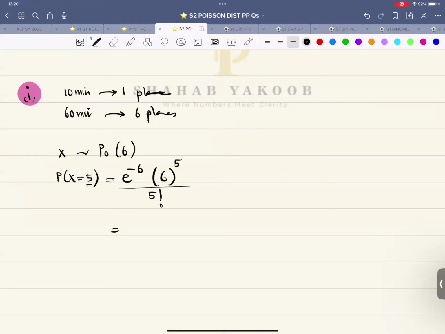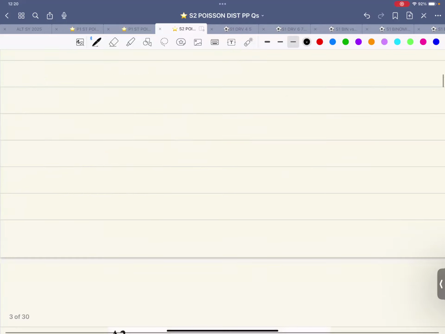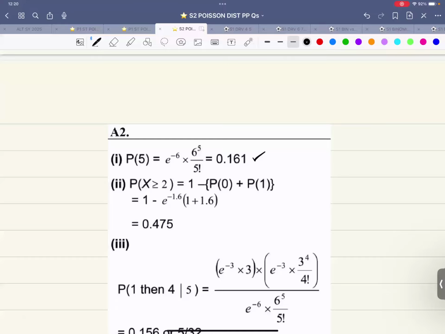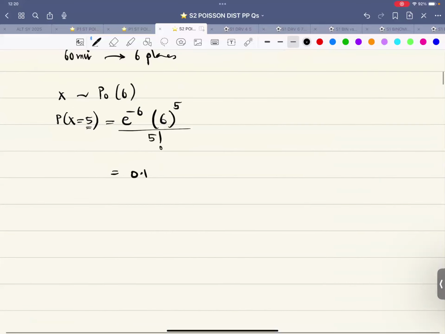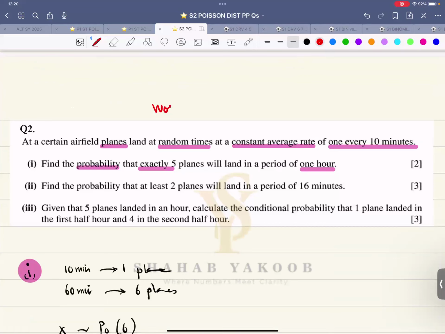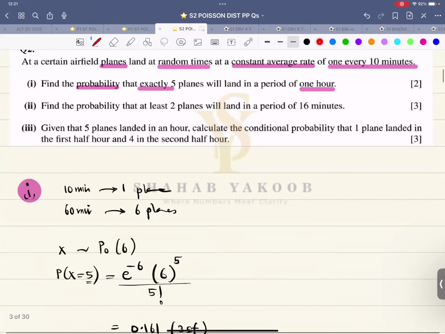Now, I won't waste time doing the calculation. I'll simply look at the marking scheme and copy the answer over here, because using a calculator is a trivial thing. The main thing is understanding. So over here, the answer is 0.161, the very final answer given correct to three significant figures. That means the standard rule is to work in 4SF so that the final answer is in 3SF. That is the general rule. Okay, so the first part is done.